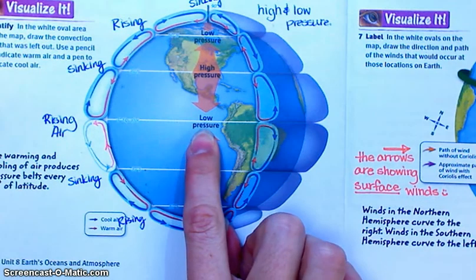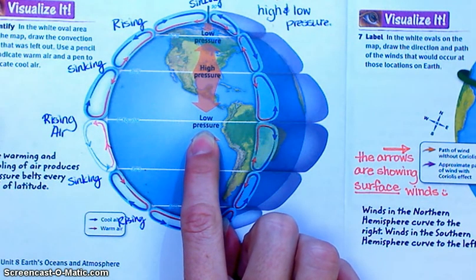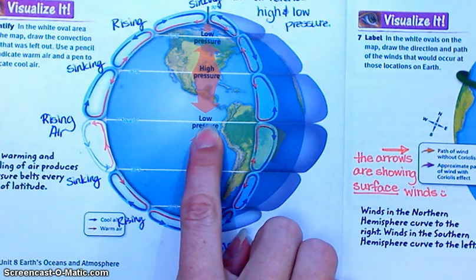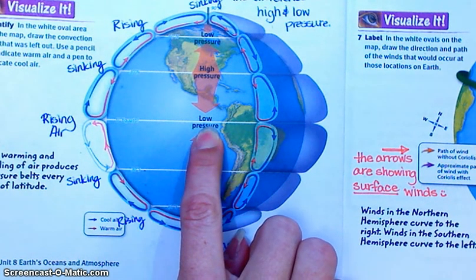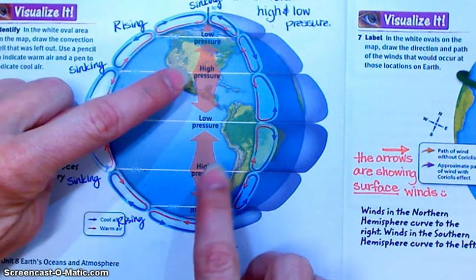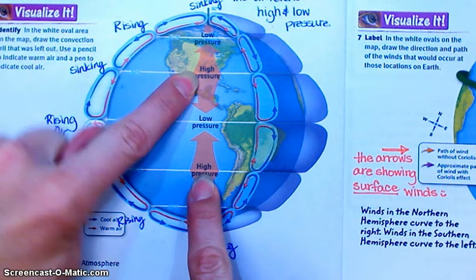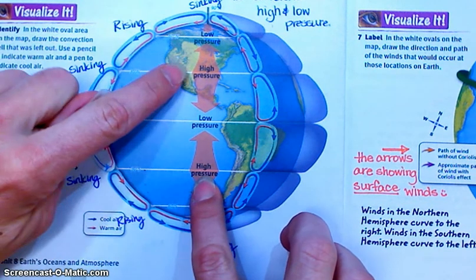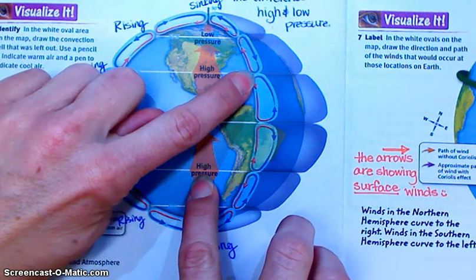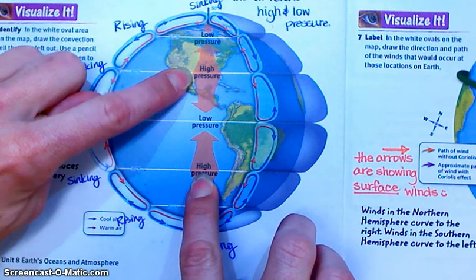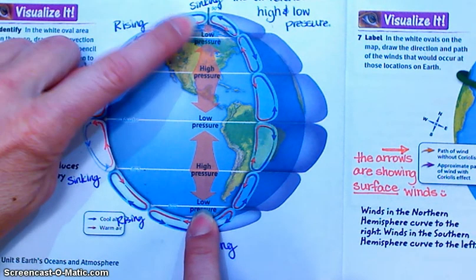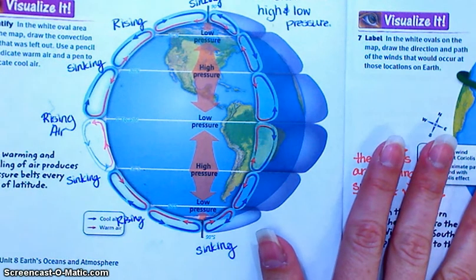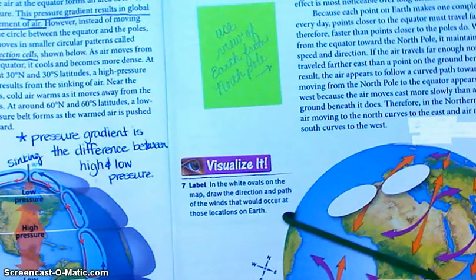Why is this labeled low pressure? Because remember, warmer air at the equator is less dense, and that's going to create less pressure. Why do we have high pressure labeled at 30 and 60? Because that's where air is sinking. Cooler sinking air creates higher pressure. A little bit warmer rising air creates low pressure at 60 north and south. So that's why it is labeled the way it is. Okay, let's go to page 425.